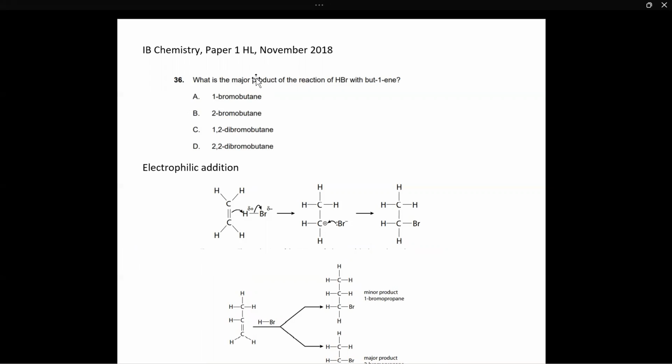So in this question, they're asking us, what is the major product of the reaction of HBr, which is hydrogen bromide, with but-1-ene. Now, I've put up these diagrams over here, which is very unlike what I do.